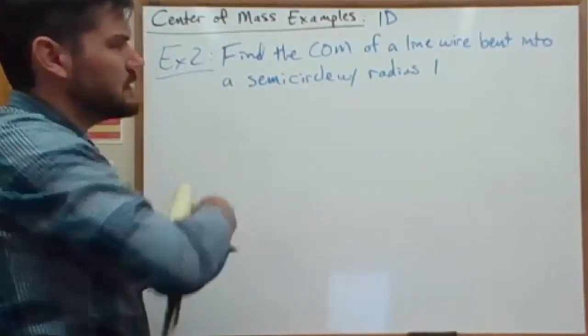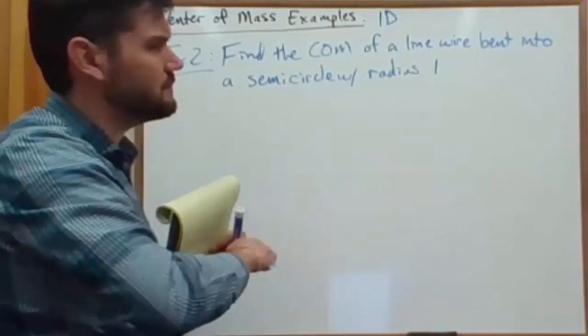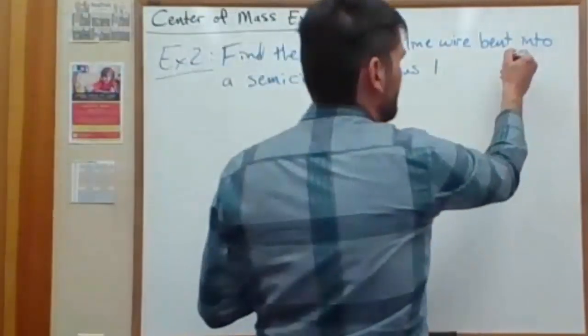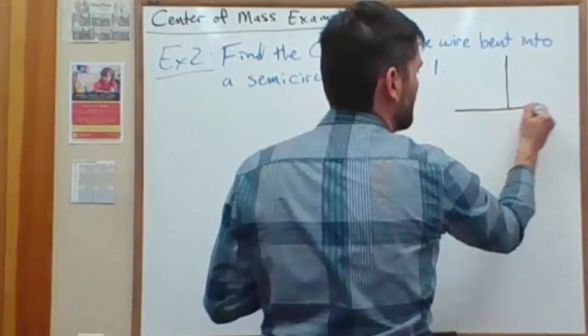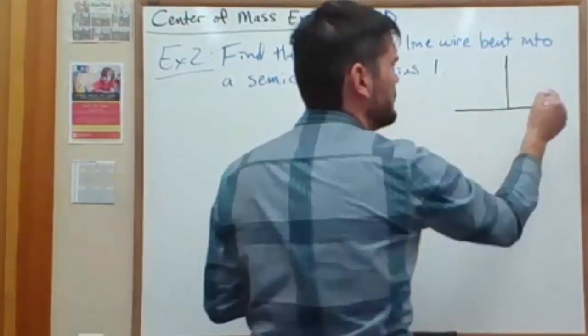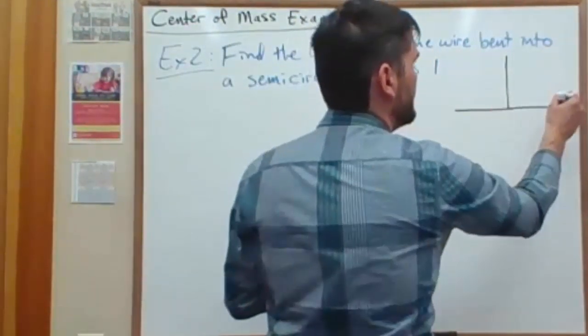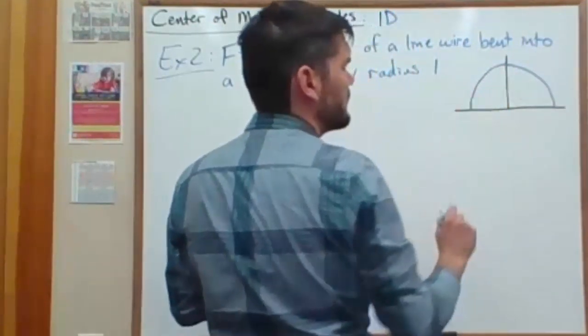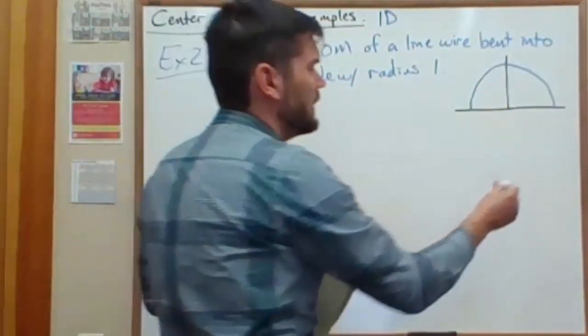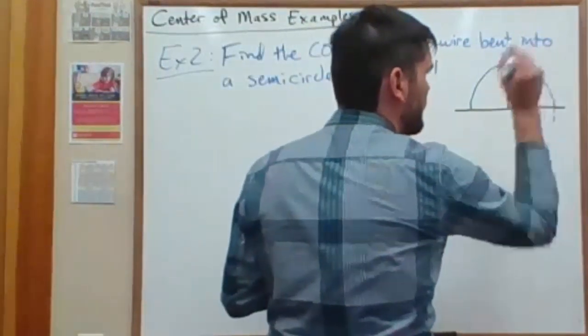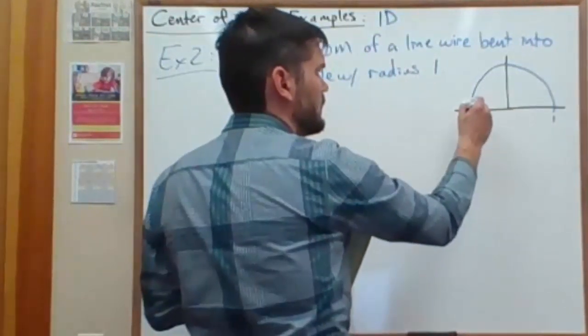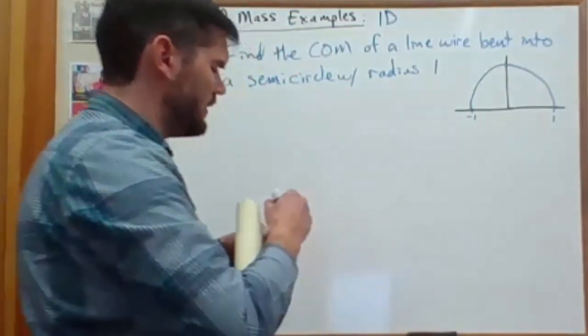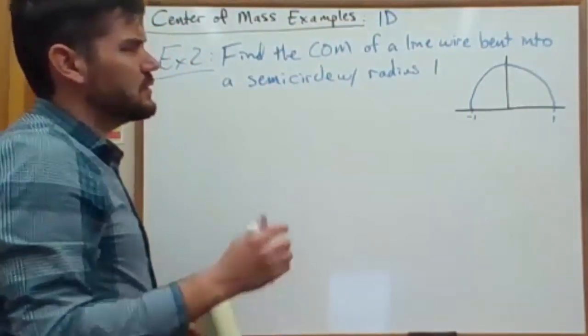Okay, so let's first visualize this object. Semicircle would mean something like that. And those are the endpoints of it.